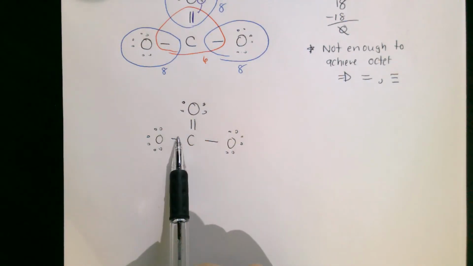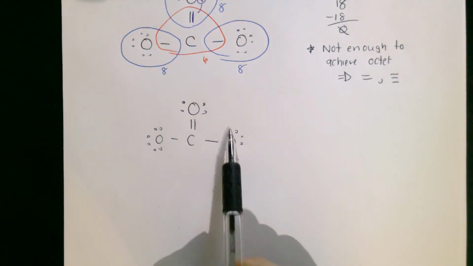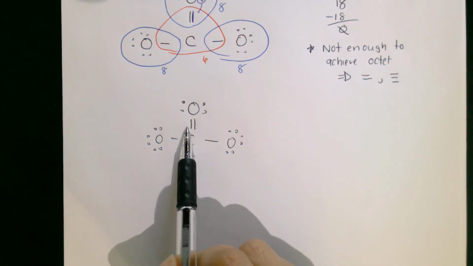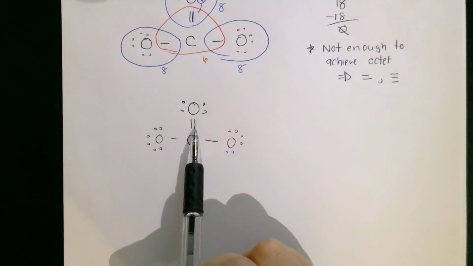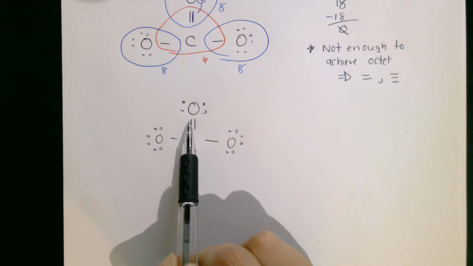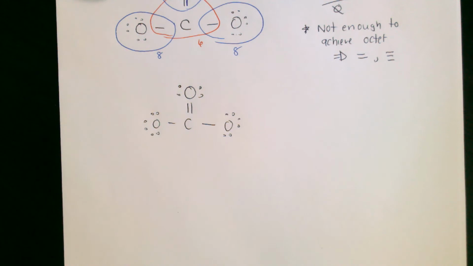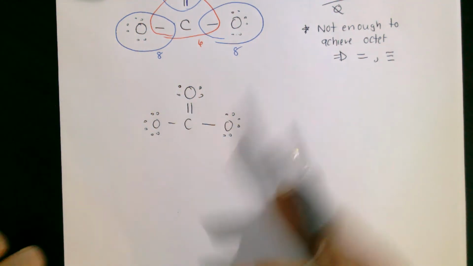Now if we look, still 2, 4, 6, 8, 2, 4, 6, 8, so we didn't touch those. And now for carbon, 2, 4, 6, 8. Now we've achieved our octet there. And for this oxygen here, 2, 4, 6, and 8. Okay, so this is our Lewis structure for the carbonate ion right here.